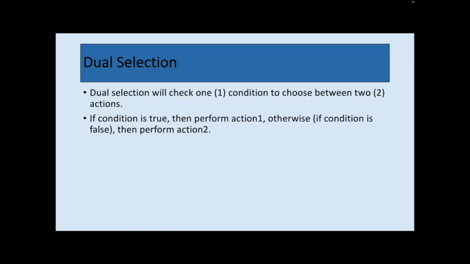For dual selection, we check one condition to choose between two actions. If the condition is true, then perform action 1. Otherwise, if the condition is false, then perform action 2.